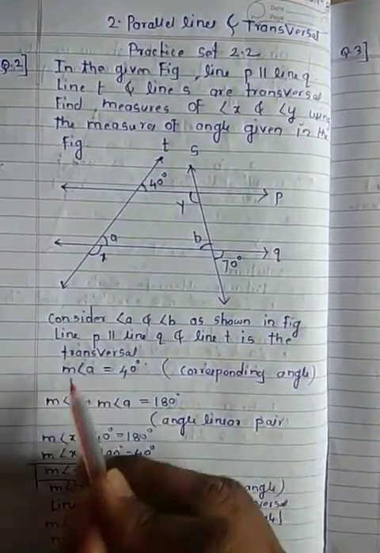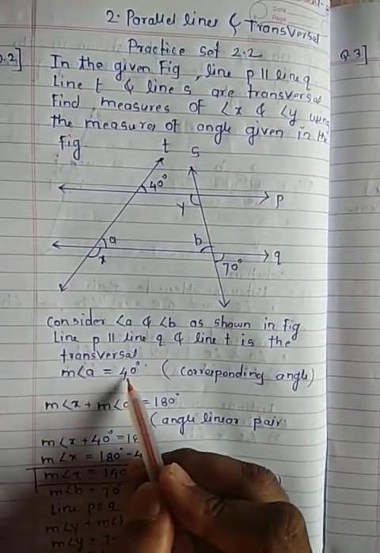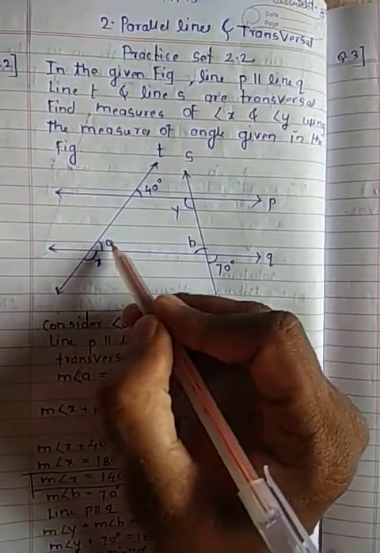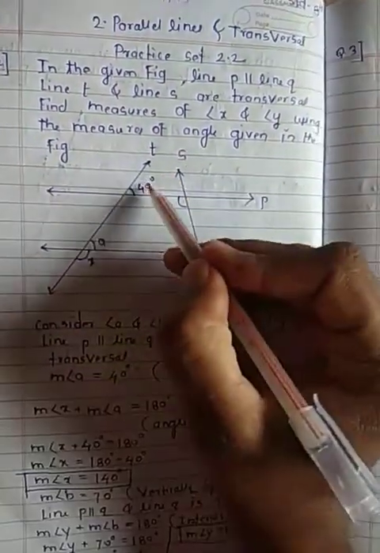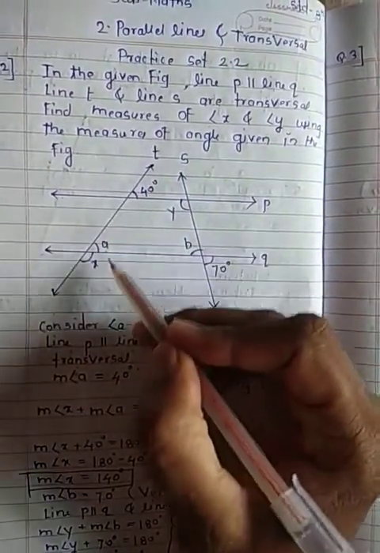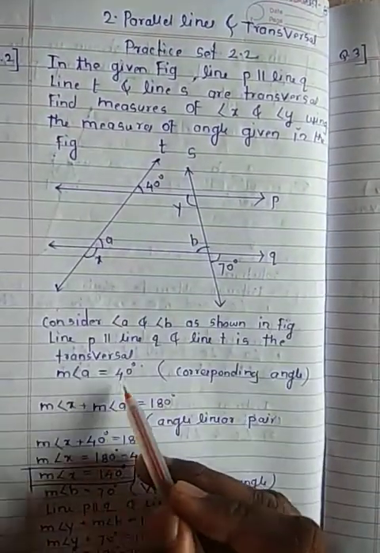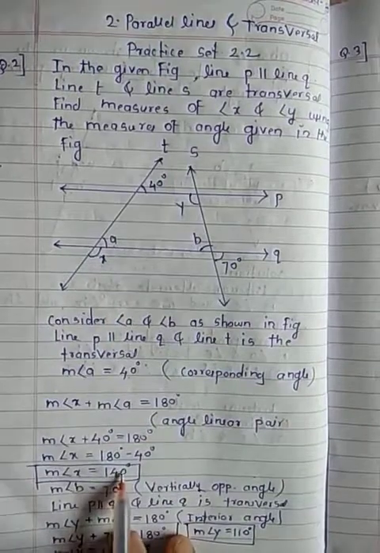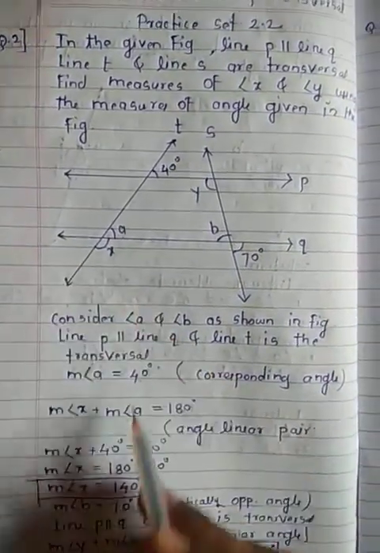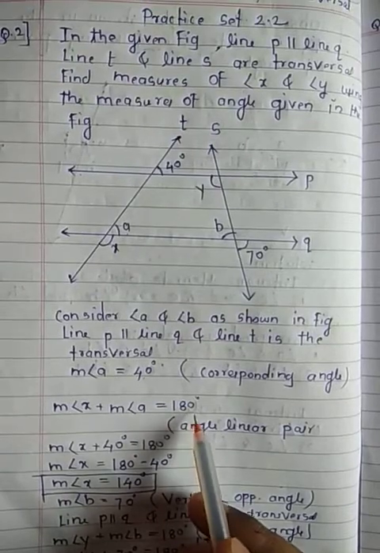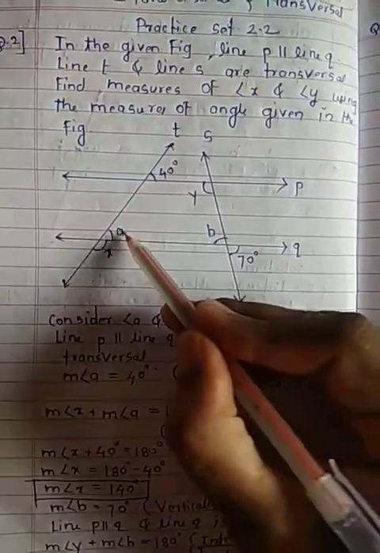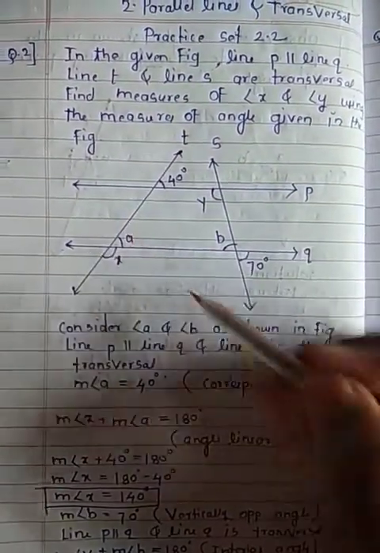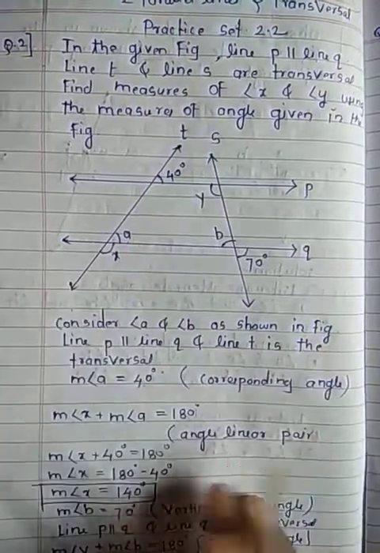So measure of angle A is equal to 40 degrees because of corresponding angles. Obviously this is 40 degrees. But we have to find angle X. So measure of angle X plus measure of angle A is equal to 180 degrees, because both these angles form a linear pair.